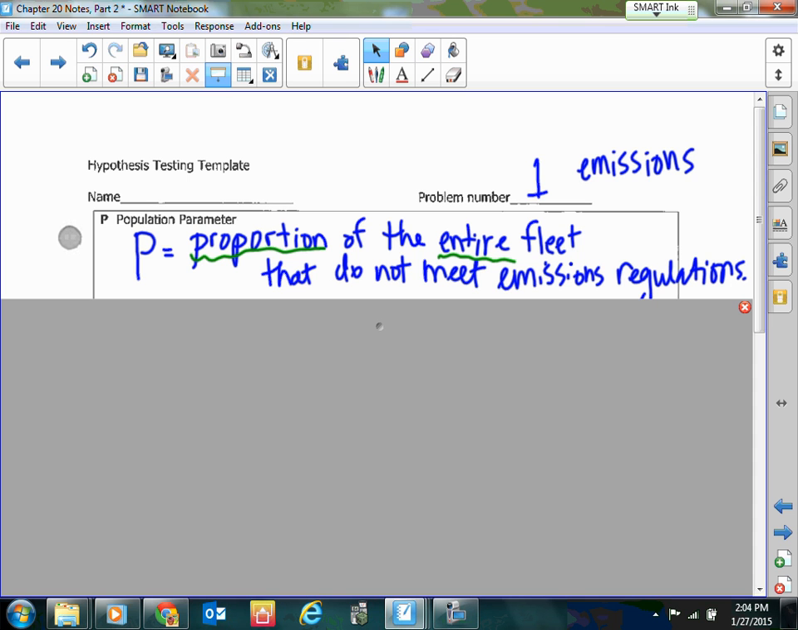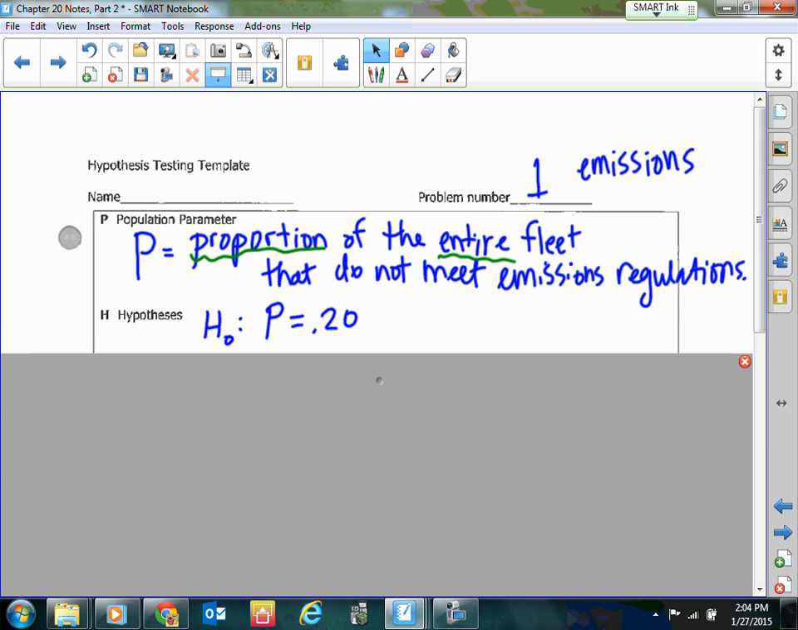Okay. So next, of our PHANTOMS model, P was our population parameter, H is our hypothesis statement. So what would our null hypothesis be? Okay, good. So we would start with the null hypothesis being that the proportion of the entire fleet that do not meet emissions is 0.2. So essentially we're saying your fleet is okay unless we find otherwise. It's kind of like innocent until proven guilty. In this case, innocent.